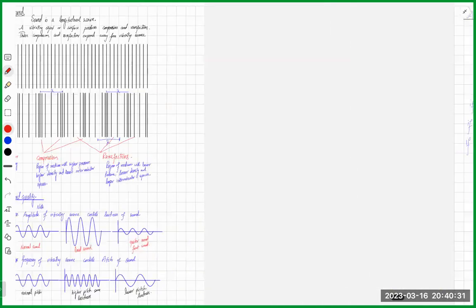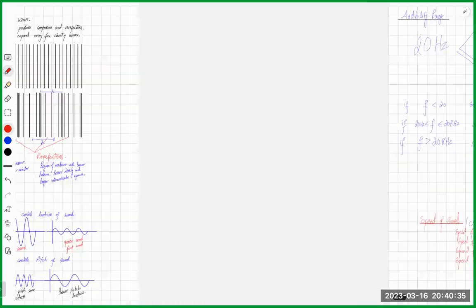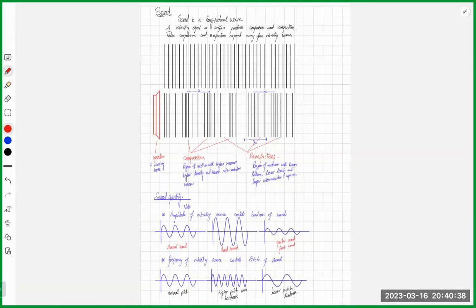And now we are done with light, all of it. Tomorrow we'll be starting from sound. And we will try to finish this whole chapter tomorrow so we can move to the next chapter.